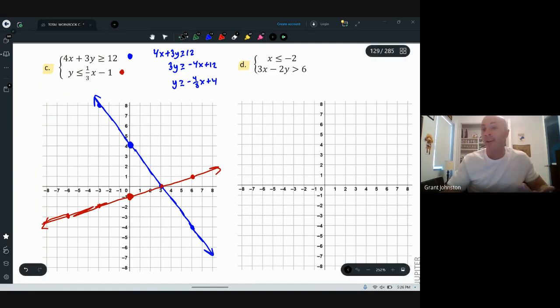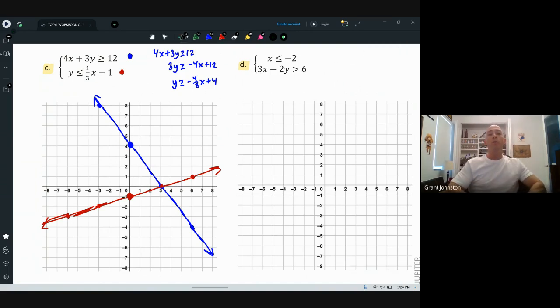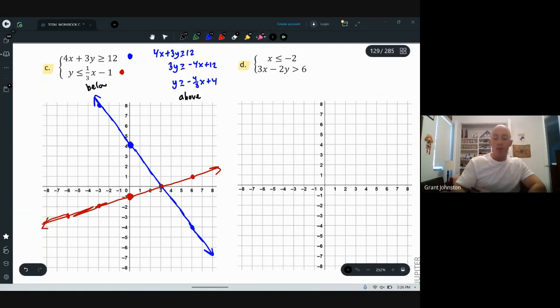So now let's look at the inequality symbols. For the blue line, it says greater than. So I'm going to shade above the blue. And the red one says less than, so it's going to be below the red. So above the blue and below the red would be here. That's where the solution set is.